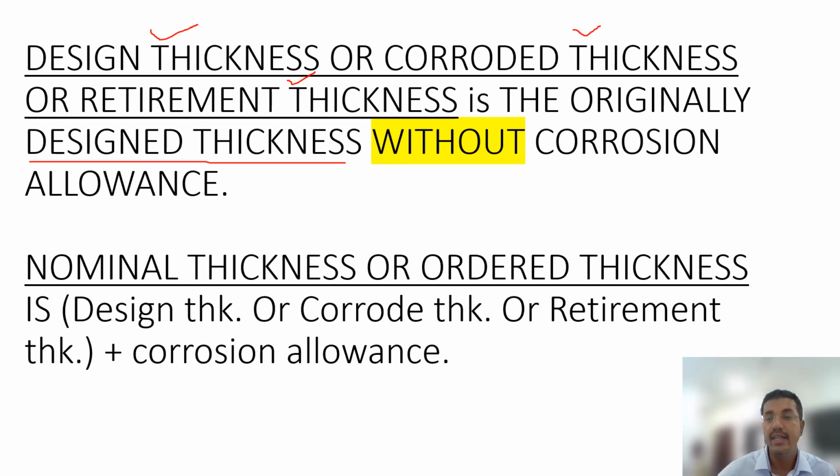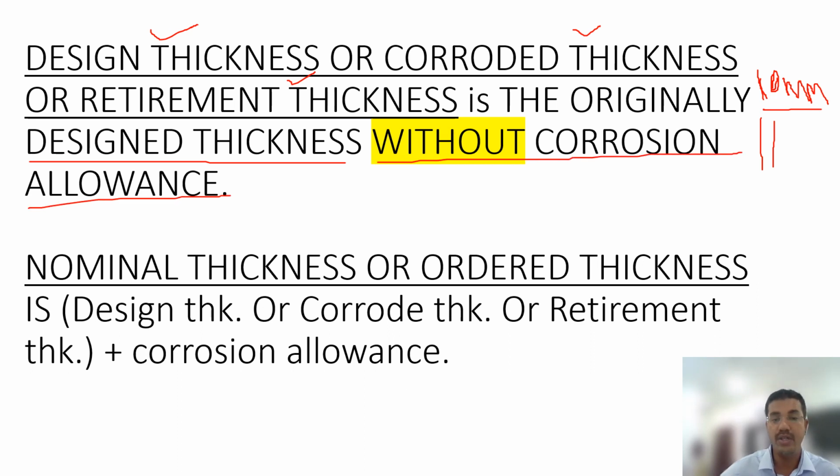Let's say the tank is designed as per the liquid it will carry, as per the pressure, the volume, the temperature. It is designed that 10 mm thickness will be required. So this 10 mm is called the design thickness or corroded thickness or retirement thickness. Retirement: when it reaches 10 mm, you have to retire. It is the safety factor. After below 10 mm, I cannot run the plant. It is without corrosion allowance.